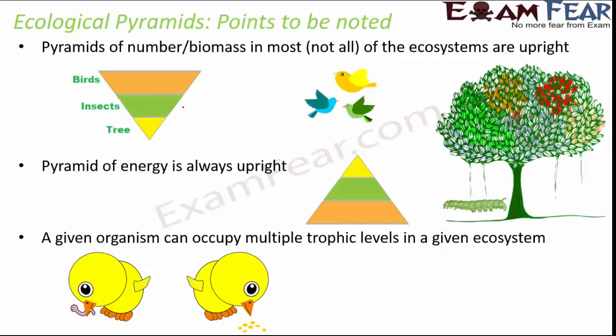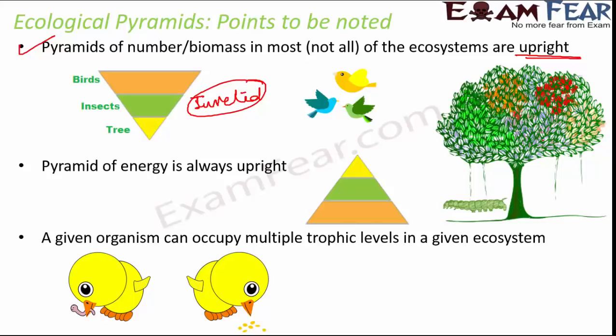Now, there are a few important points to be noted with regard to ecological pyramids. The pyramids of number or biomass in most ecosystems are upright. However, it is not upright in all cases. Sometimes it is inverted as well. This is how an inverted ecological pyramid looks. Let us take this example.